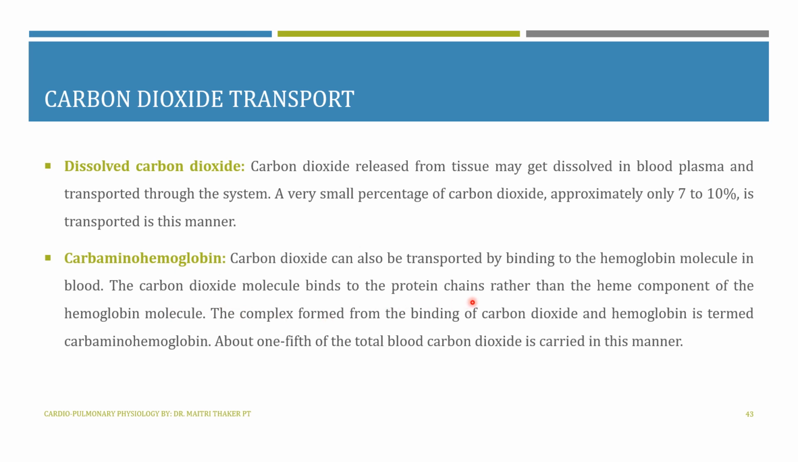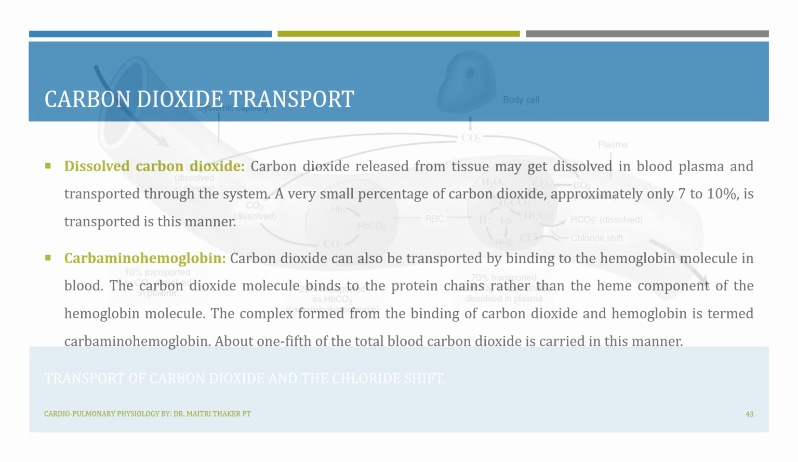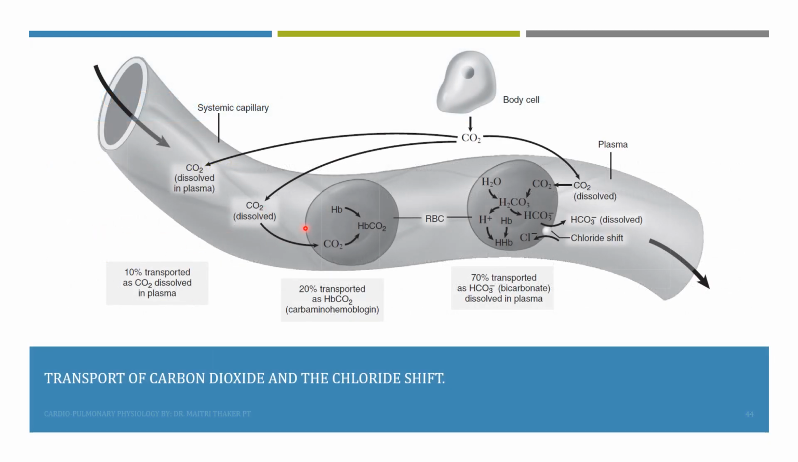It will bind to the protein chains rather than the heme components. So carbon dioxide will get attached to the alpha chains and beta chains. The complex formed from binding of carbon dioxide and hemoglobin is known as carbaminohemoglobin. Only about 1/5 of the total carbon dioxide is transported in this way, about 20 to 30%. Now the remaining carbon dioxide will be transferred in the form of carbonic acid, or bicarbonate you can say.